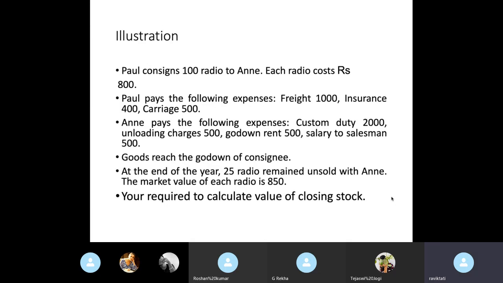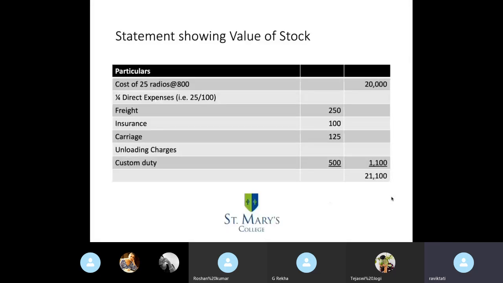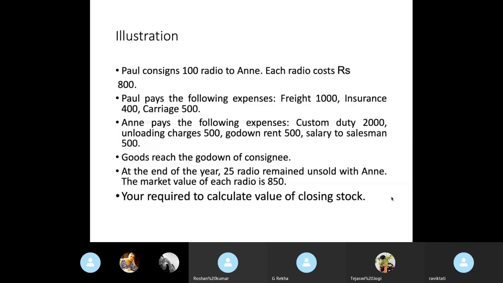This is another illustration. Value of the stock. Look at this. 100 radios, each radio costs 800. Paul pays expenses: 1000, insurance 400, carriage 500. And the consignee pays these expenses: custom duty, unloading charge, godown rent, salary to salesman. Goods reach the godown of the consignee.